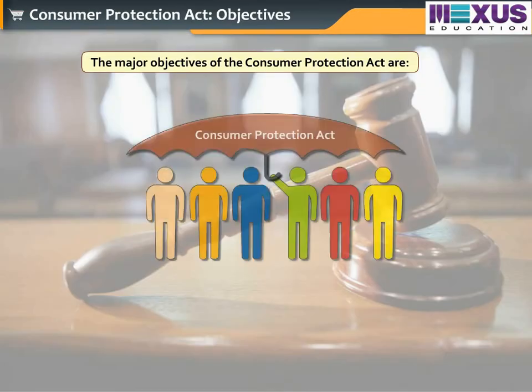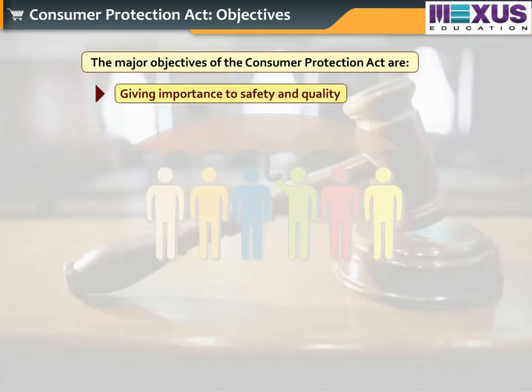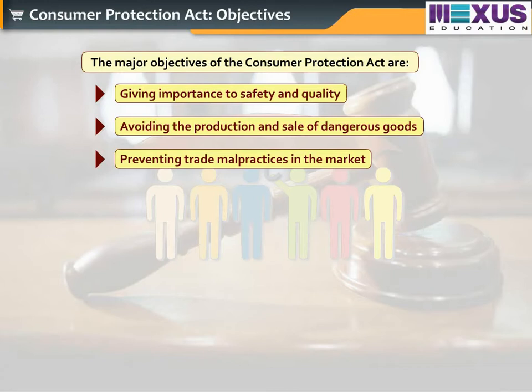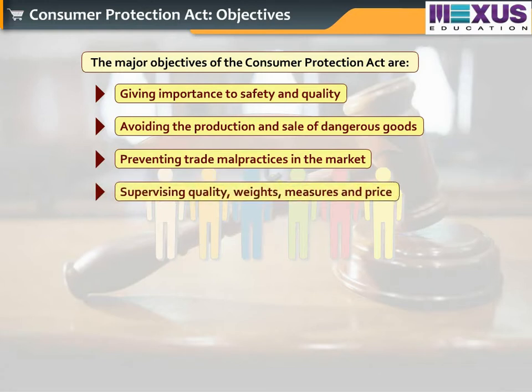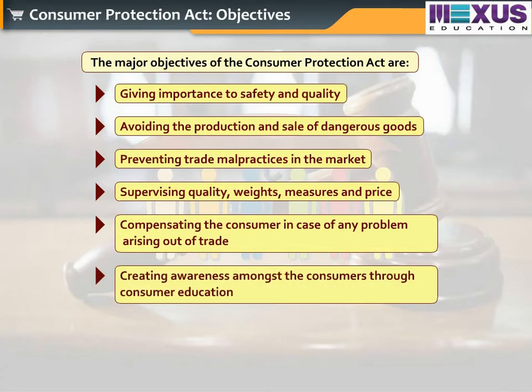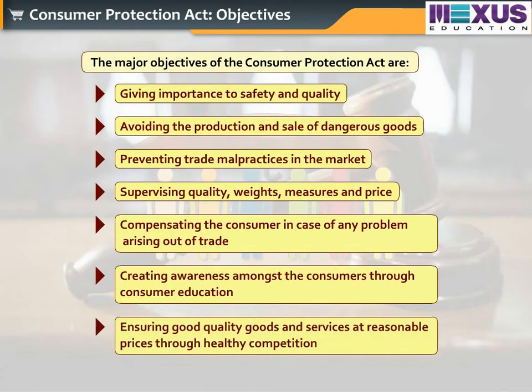The major objectives of the Consumer Protection Act include giving importance to safety and quality, avoiding the production and sale of dangerous goods, preventing trade malpractices in the market, supervising quality, weights, measures, and price, compensating the consumer in case of any problems arising out of trade, creating awareness amongst the consumers through consumer education. Overall, the objective of the Act is to ensure quality goods and services at reasonable prices through healthy competition.